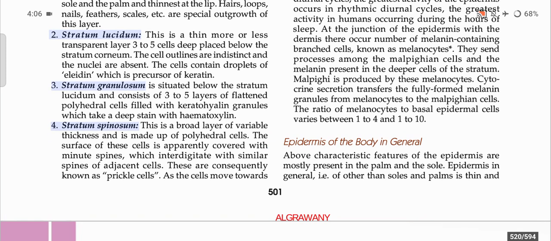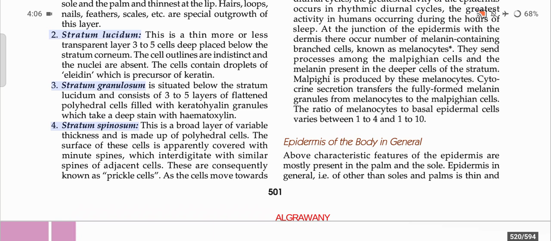Now, stratum granulosum. It is situated below the lucidum and consists of 3 to 5 layers of flattened polyhedral cells filled with keratohyalin granules, which take a deep stain with hematoxylin.